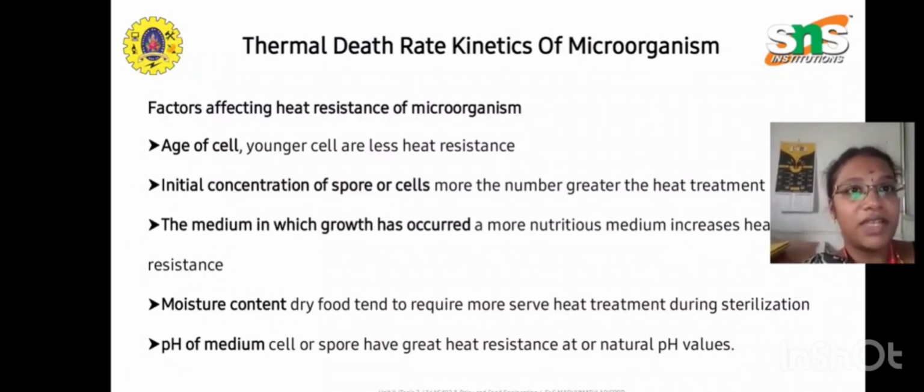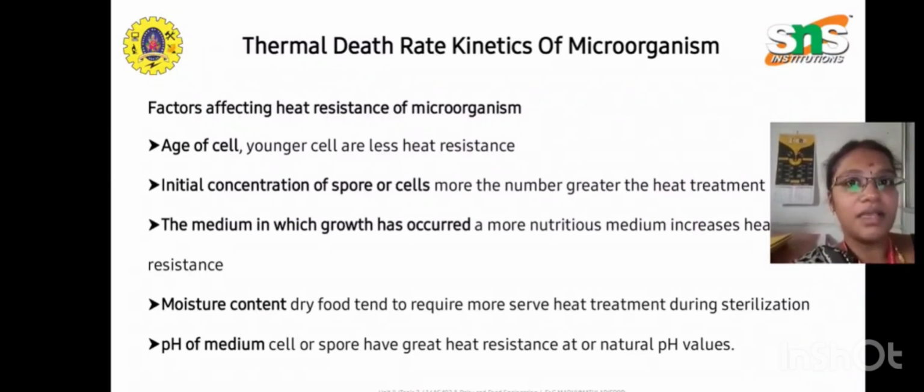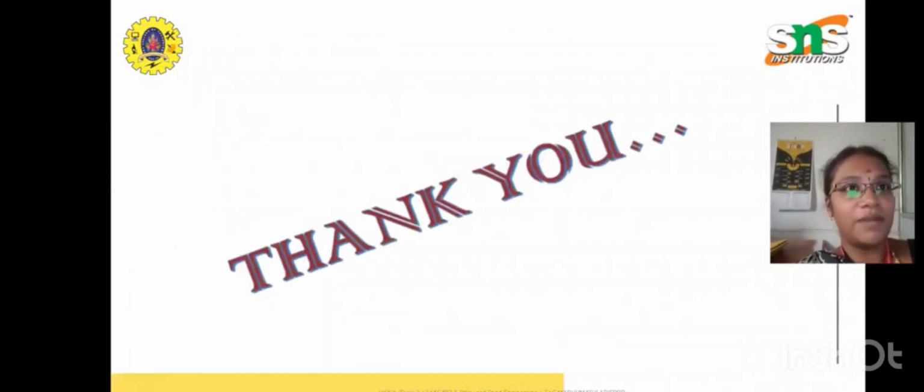The main factors affecting heat resistance are the age of the cell, the initial concentration of the spore cells, the medium in which the growth has occurred, the moisture content of the food, and the pH of the food. Based on these factors, the resistance of any microorganism can be studied. That is, the thermal death rate can be studied.